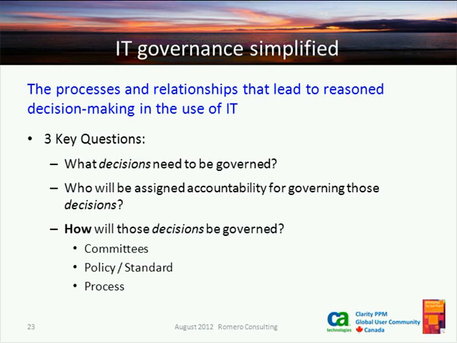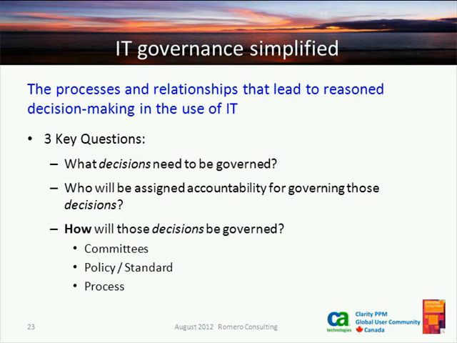Governance. You want to make it really simple? At its core, it's the processes and the relationships, the people. And I already talked about, even if we don't have processes, we have people. Process and relationships that lead to reasoned decision-making and the use of IT. And we'll always start with people making the decision. Get an organization together, hire the right people, get them to hire the right people, tell them what to do, and let them get together and do it.